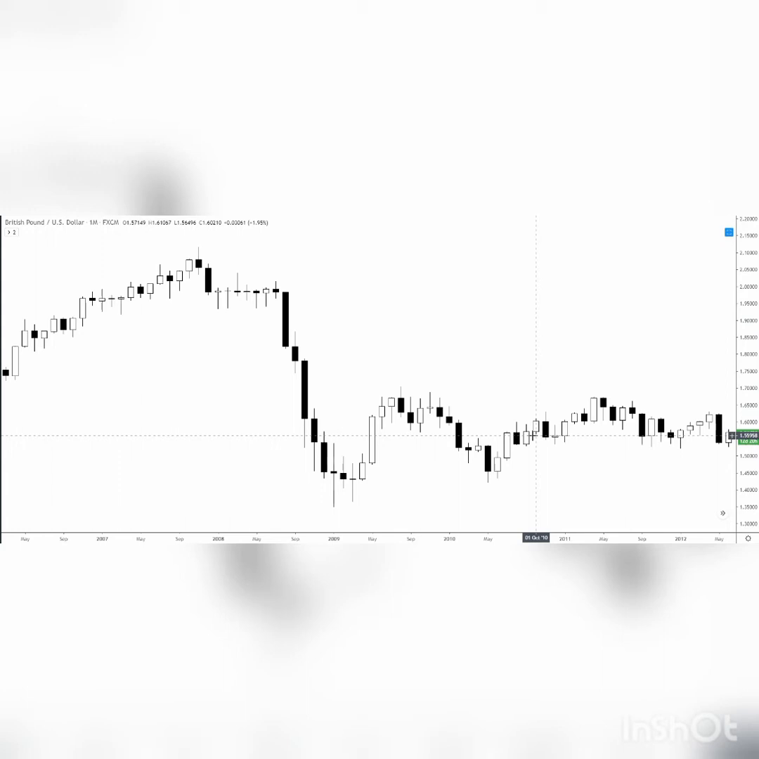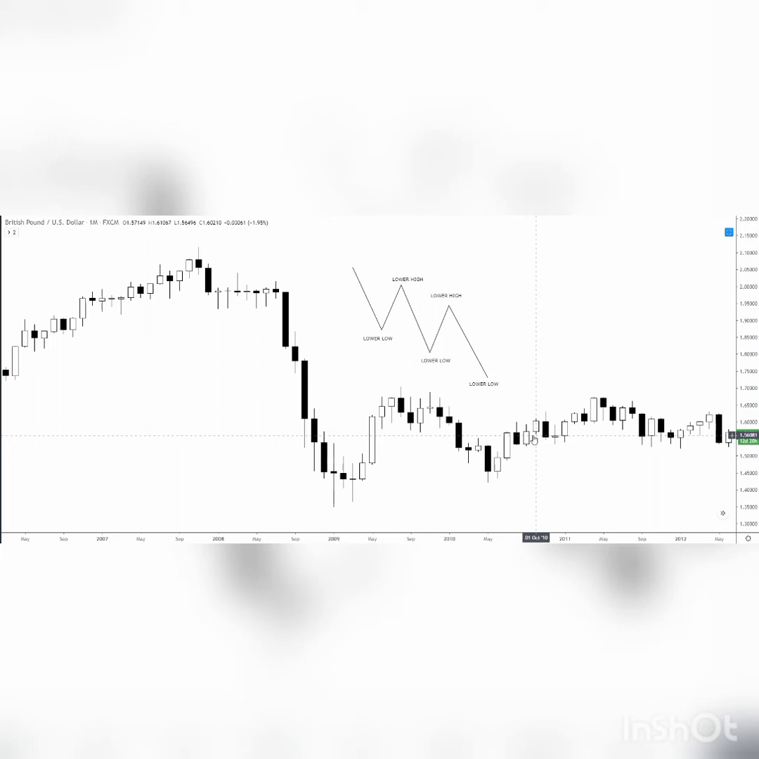One represents if price is going to keep going down, and one represents if price is going to keep going up. We call it a downtrend for price going lower, and we call it an uptrend if price is going to keep going up.